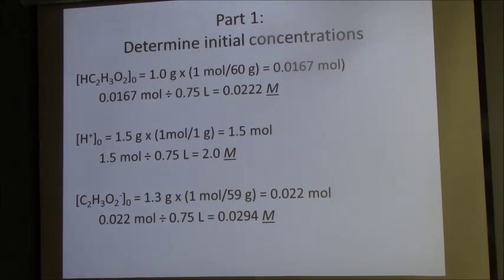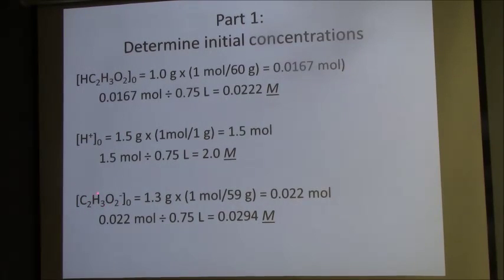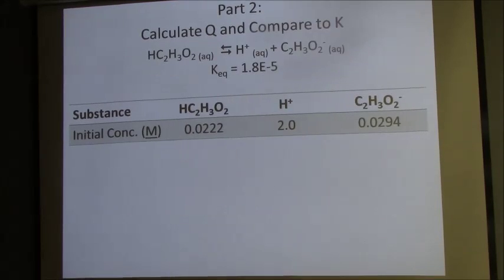You can just carry out extra decimal places in these molarities because you're going to do all your rounding at the end anyway. The initial concentration of H plus and the initial concentration of acetate, we're doing the exact same thing to get these molarities. And now we're going to calculate Q and compare that to K.